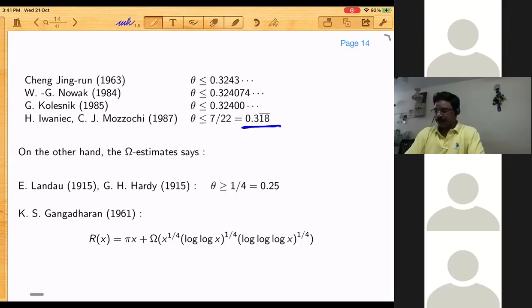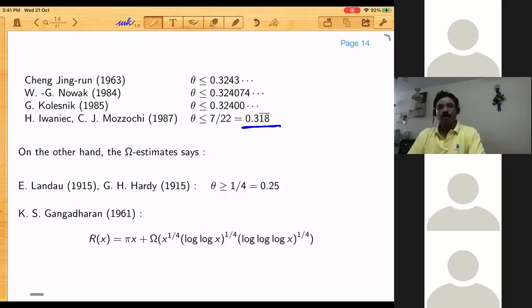A little better is known in the omega result. Gangadharan has proved that this R(x) is pi x plus omega of x to the power 1/4 times log x to the power 1/4 times log log x to the power 1/4. So this is about the circle problem.